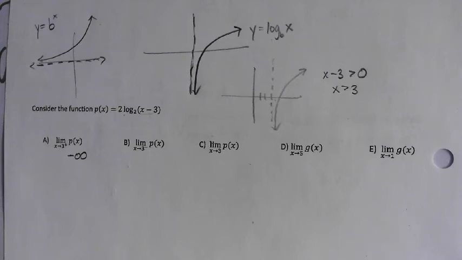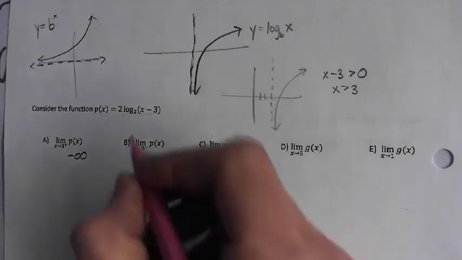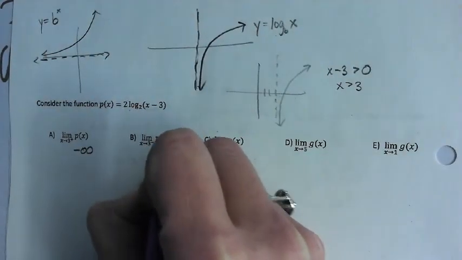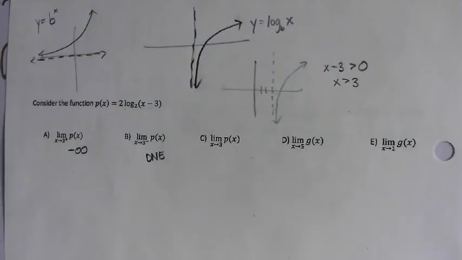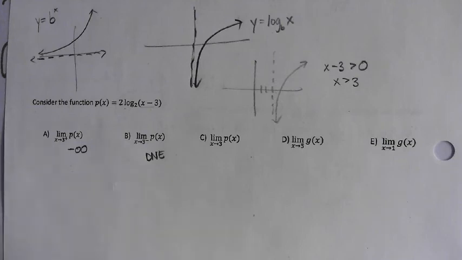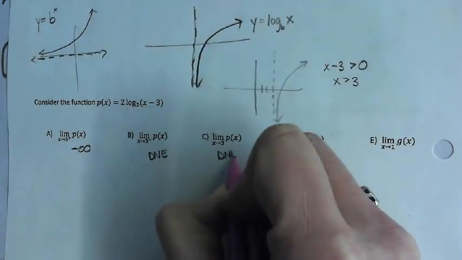If the graph doesn't exist to the left of the asymptote, or to the left of any number, then there's no way the limit can exist if you're coming from that side, because there is no way to come from that side. So you would just say does not exist here, because there's no way of approaching this 3 value from the left. And then obviously the overall limit can't exist.